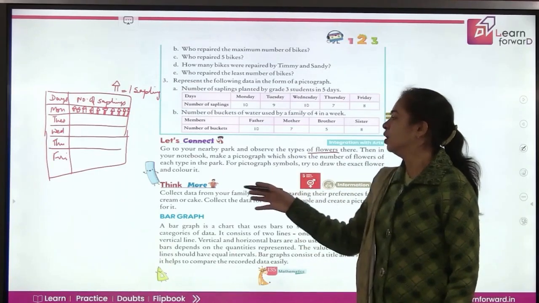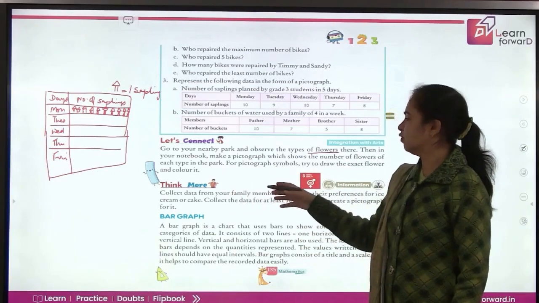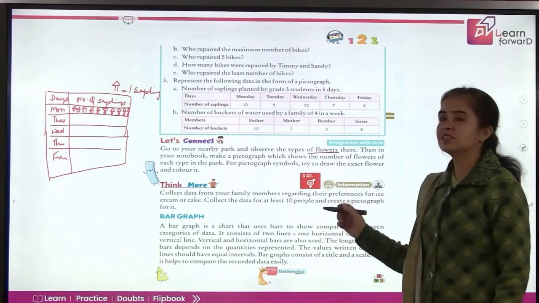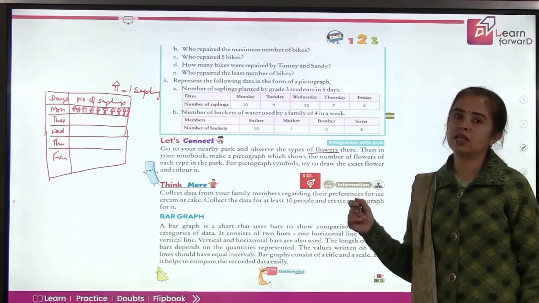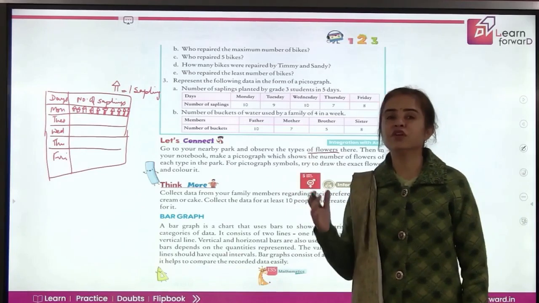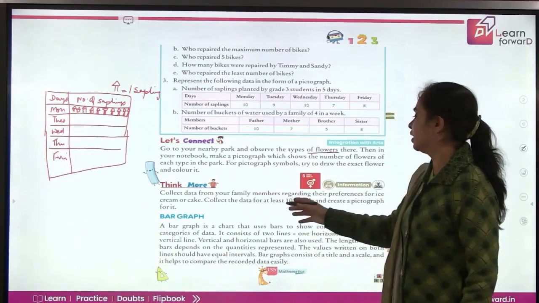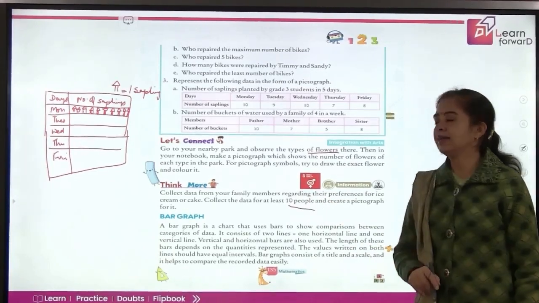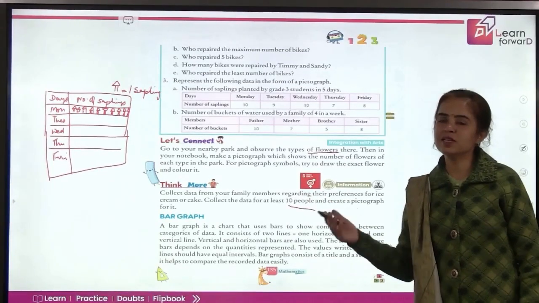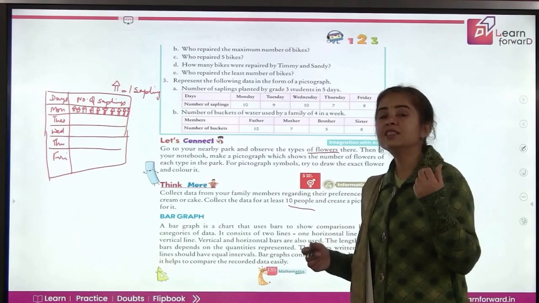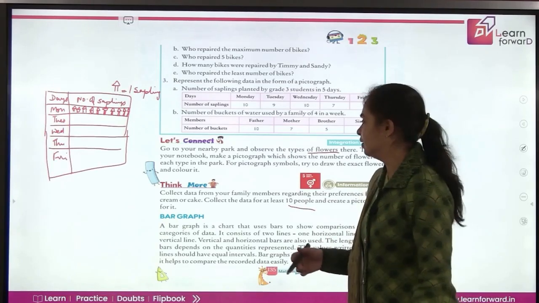Now think more. Collect data from your family members regarding their preferences for ice cream or cake. So you have to find out which of your family members likes ice cream or cake, and collect the data for at least 10 people and create a pictograph for it. So easy, you just have to make it for 2 things, either ice cream or cake.